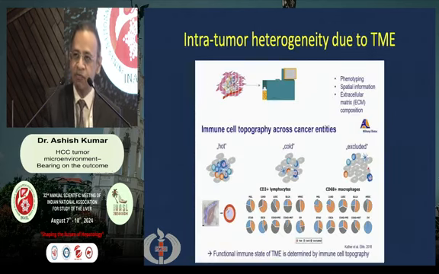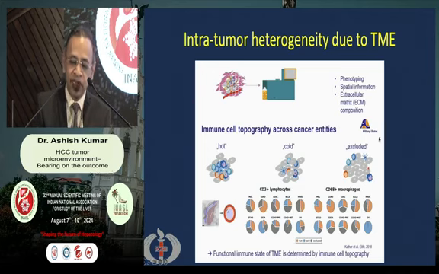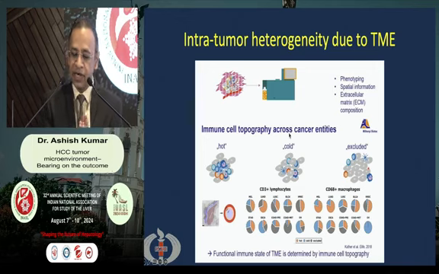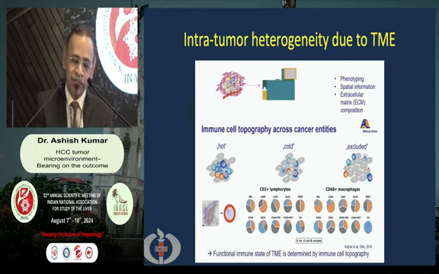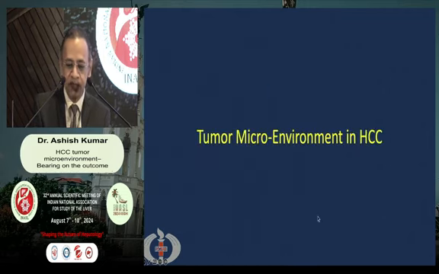And now to this heterogeneity, we have added a heterogeneity which is due to the tumor microenvironment. What does it mean? That certain tumors differ topographically. For example, some tumors are considered hot tumors because they contain lots of immune cells. Some tumors are cold tumors, which have very few immune cells, and some tumors are called excluded, where the immune cells lie only in the periphery.